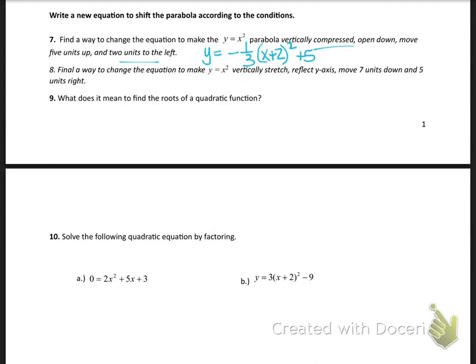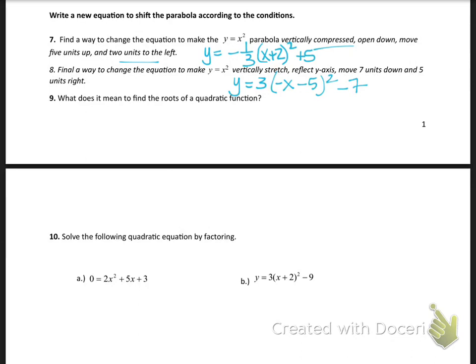Now we are stretching. So any number bigger than 1, so let's say 3, we have a reflection across the y-axis, 7 units down and 5 units right. So if I'm doing the reflection across the y, we throw the negative on the x, and then we are doing 7 units down, 5 units right. So 5 units right, 7 units down.